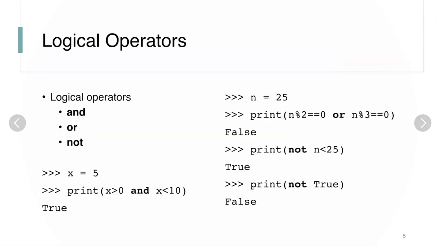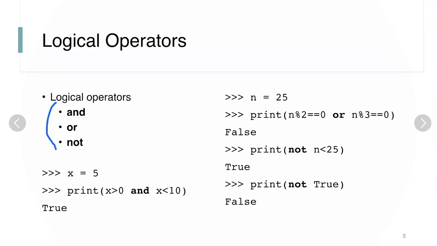And then you can combine multiple comparison operators to make a combined logical expression or comparison. And here are the three operators you can use to combine multiple Boolean expressions. Those are and, or, and not. And you see some examples of usage here.